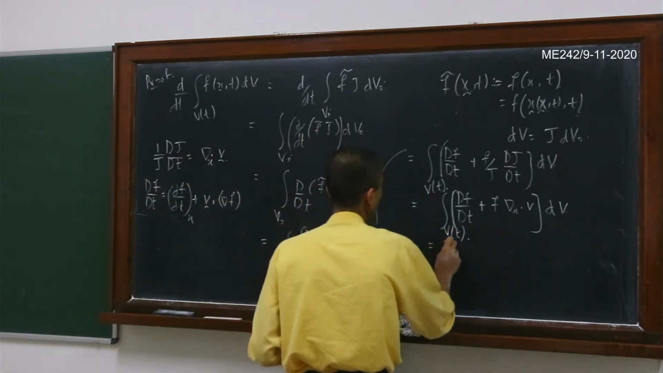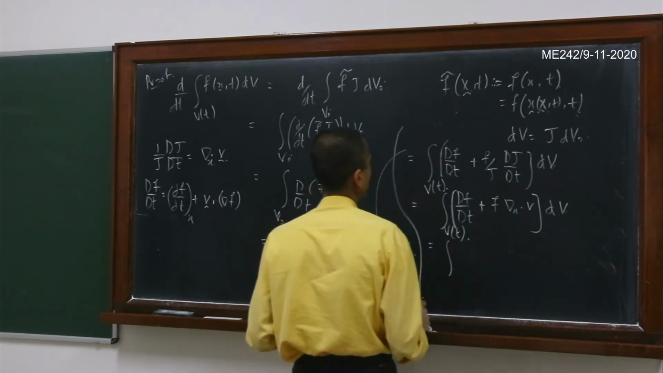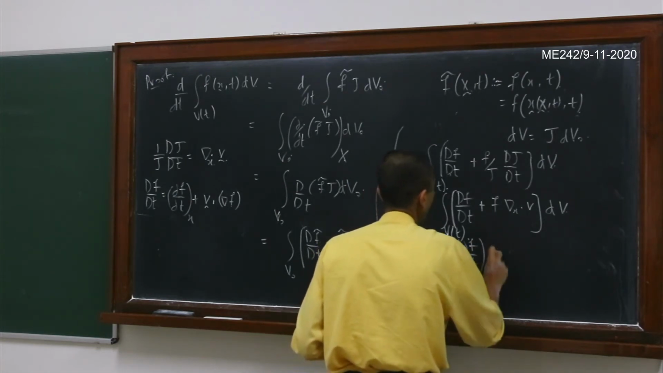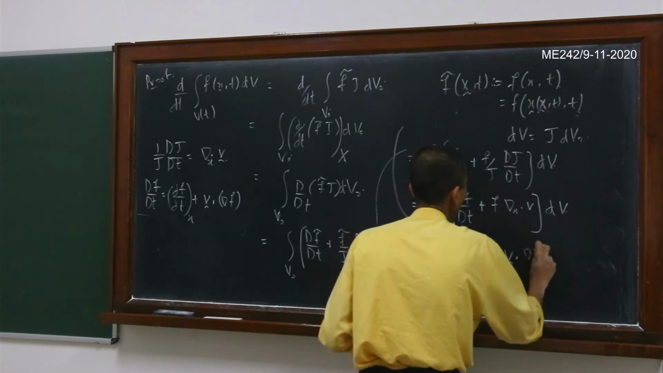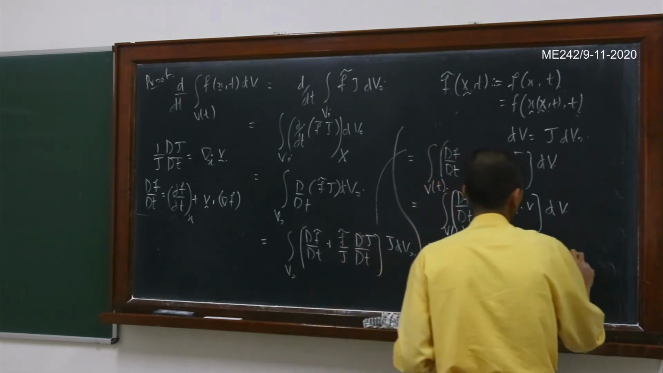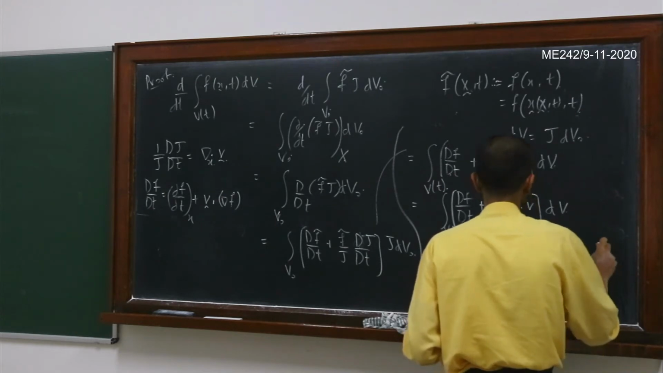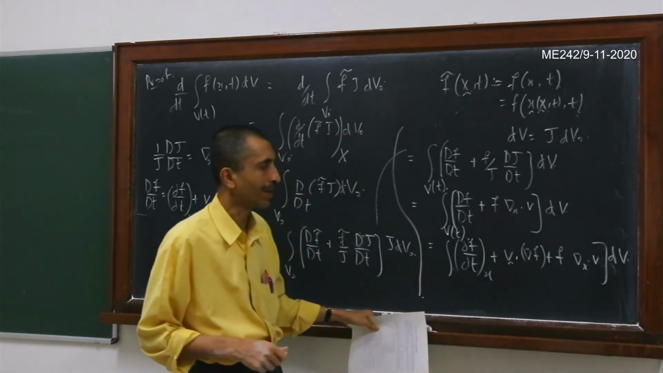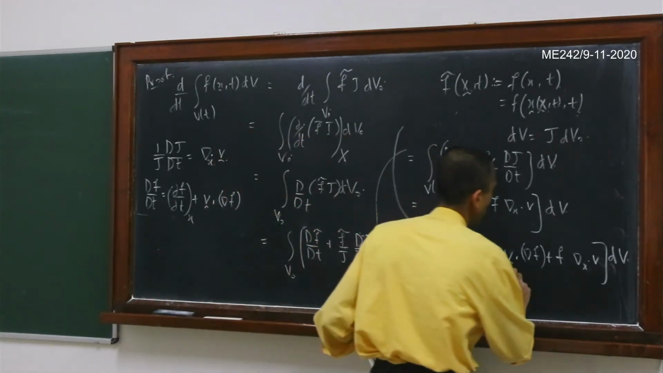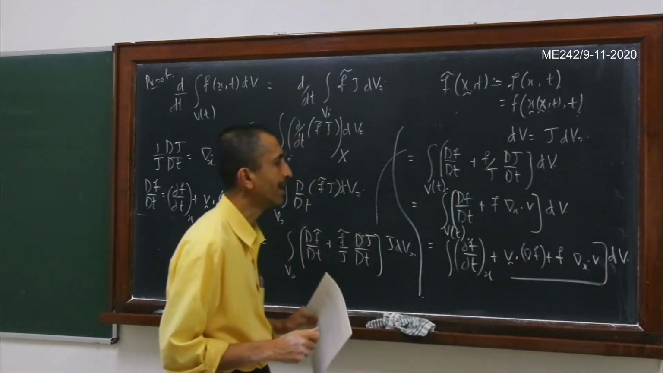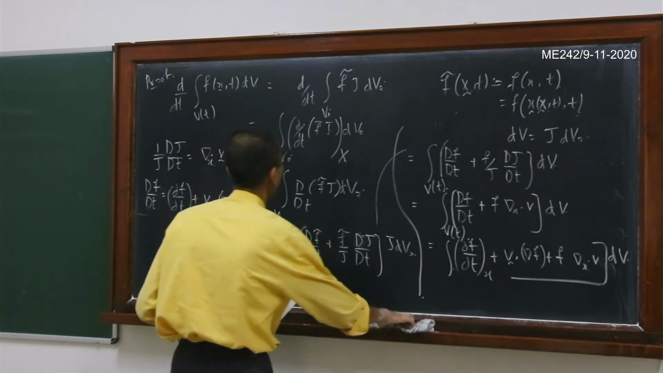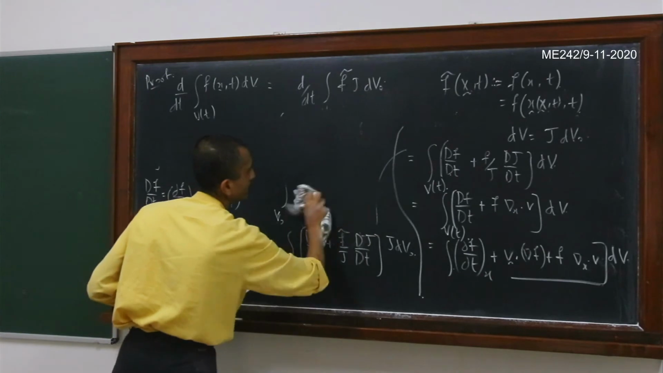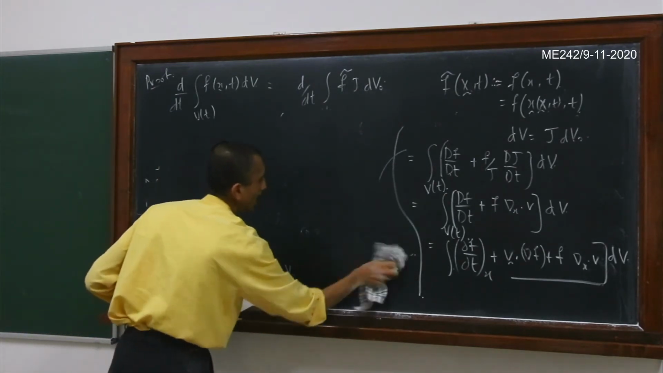So this is equal to the integral of del f by del t keeping x fixed plus v dot del f plus f del dot v, times dv. Now this v dot del f plus f del dot v can be clubbed together, and this can be written as del dot f of v, correct? So let me rewrite that part here.